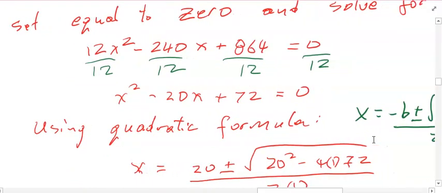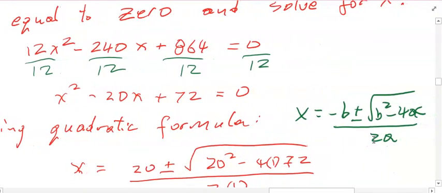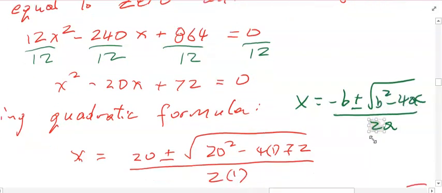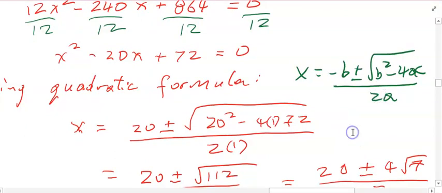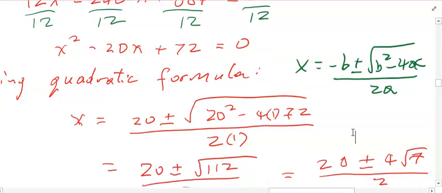Now let's use the quadratic formula. Remember, the quadratic formula was x is equal to negative b plus or minus the square root of b squared minus 4ac all over 2a. And then plug in the numbers. X will be equal to 20 plus or minus the square root of 20 squared minus 4 times 1 times 72 all over 2 times 1.